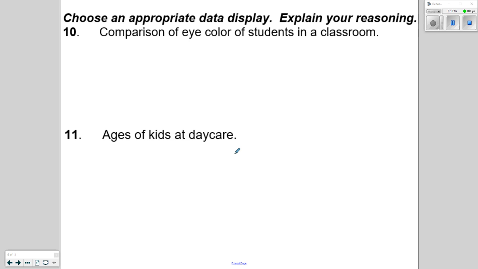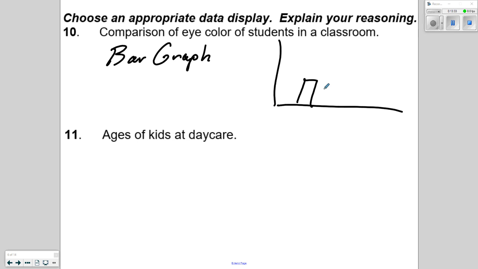So if we take a look at 10, it says comparison of eye color of students in a classroom. Now, one of the first things that comes to mind, it's not the only thing, but one of the first things that comes to mind for me is just a bar graph. Okay, so we could have all those who have brown eyes. We could have all those who have blue eyes and whatever else over here. And that's how we could display that type of data. Let's say green, even though that's rare.